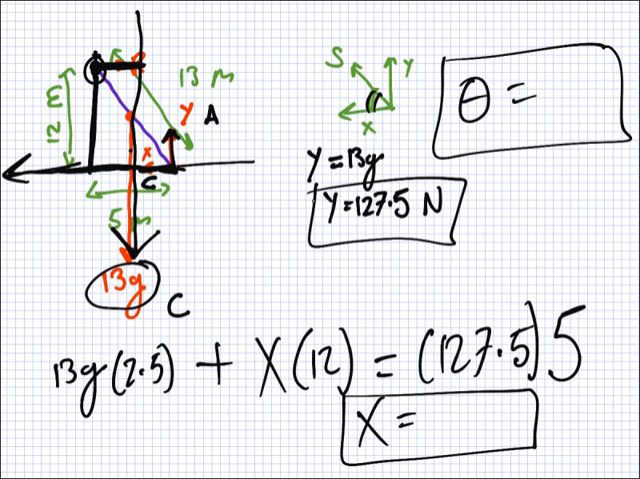So what's the x here? 26.5. Okay. And then what is the theta? It would be tan inverse 127.5 over 26.